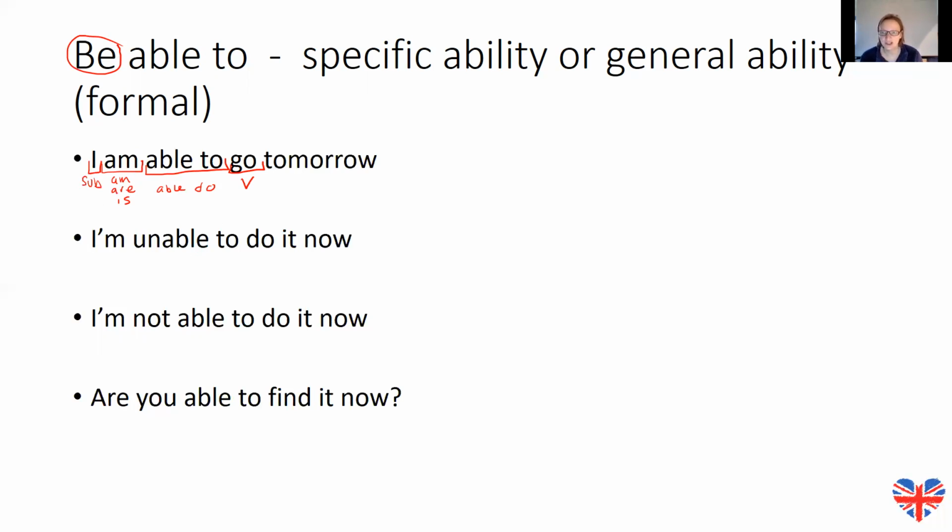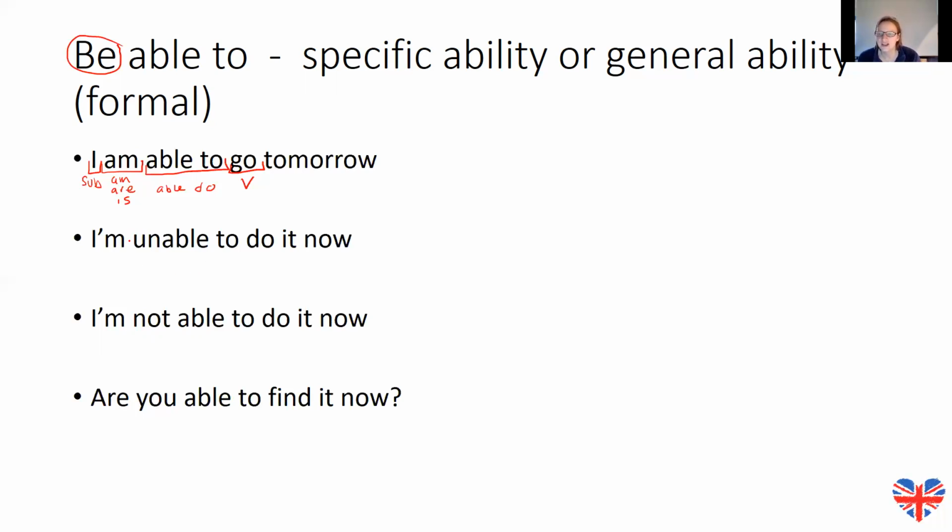So we need to know what it is you're able to do. You can't just say I'm able to tomorrow. We need to know what you're able to do tomorrow. So you could say it as an answer. Are you able to go tomorrow? Yes, I'm able to. But we need to know the verb. So either you refer to the verb or you have to state the verb in your sentence.